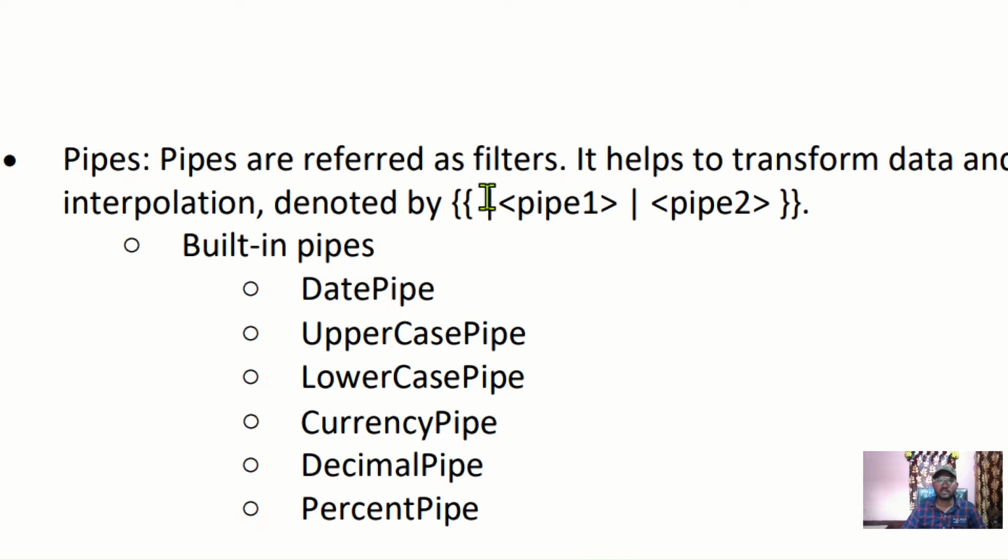You can include multiple pipes in the same interpolation using this multiple pipes operator. If you have two pipes to be applied, place a pipe here, write the first pipe name, and then again place the pipe symbol and write the second pipe name. Let us see this in action.